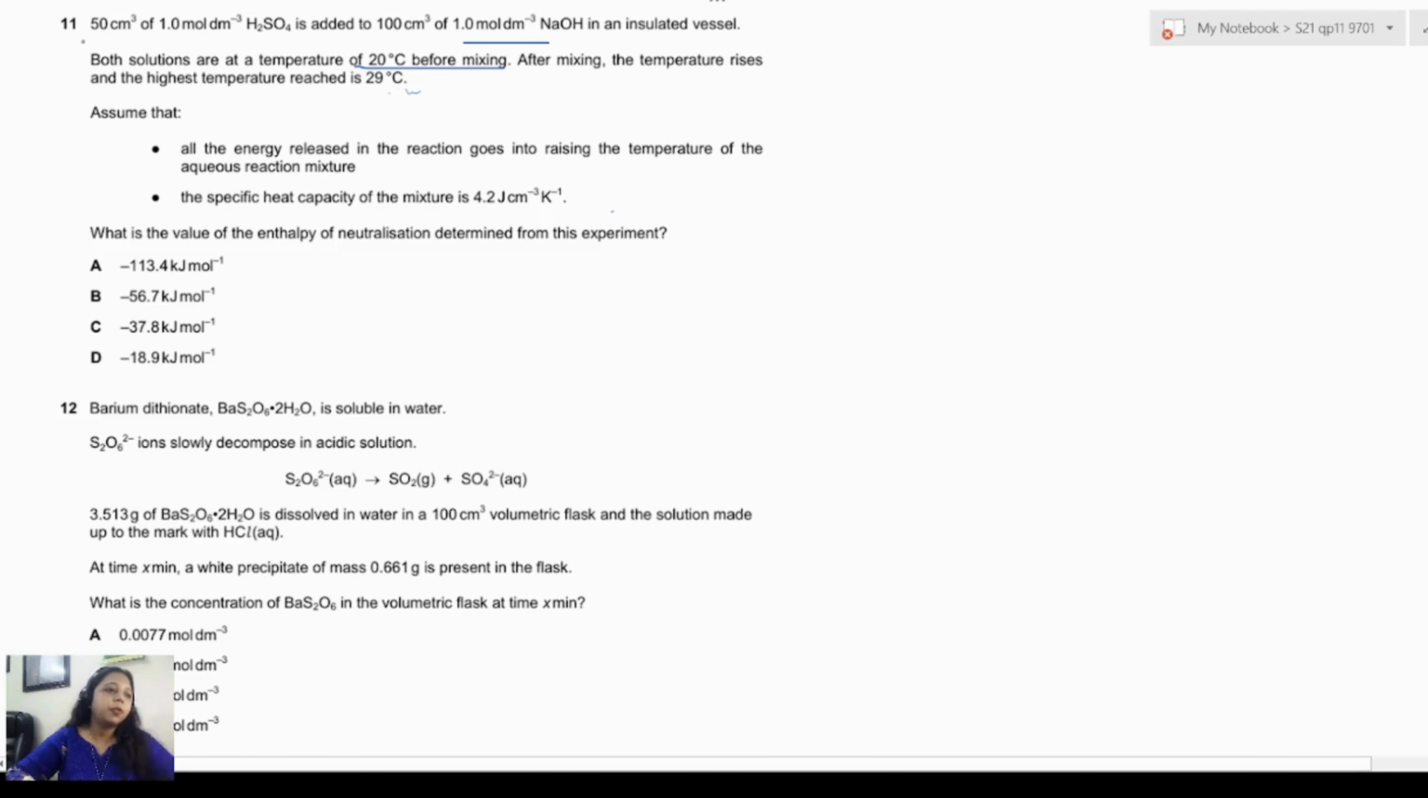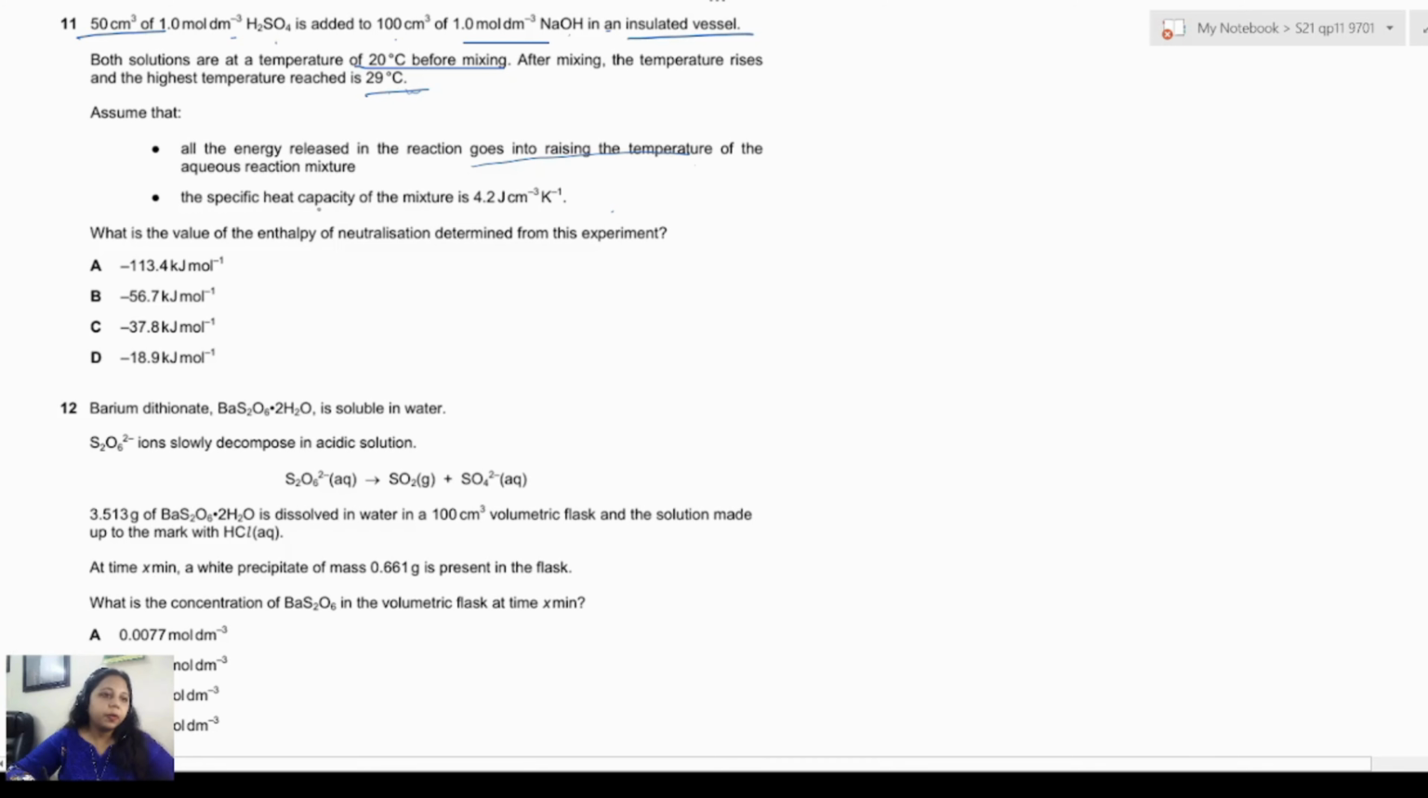Question number 11 states that 50 cubic centimeter of 1 mole per cubic decimeter sulfuric acid is added to 100 cubic centimeter of 1 mole per cubic decimeter sodium hydroxide in an insulated vessel, meaning there is no exchange of heat. Both solutions are at a temperature of 20 degrees Celsius before mixing, but after mixing, the temperature rises to 29 degrees Celsius.